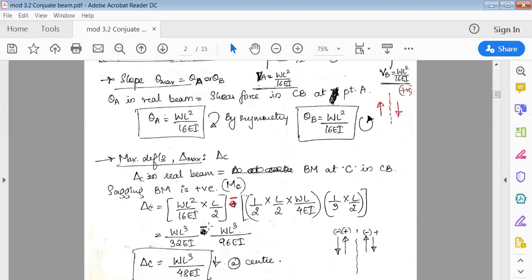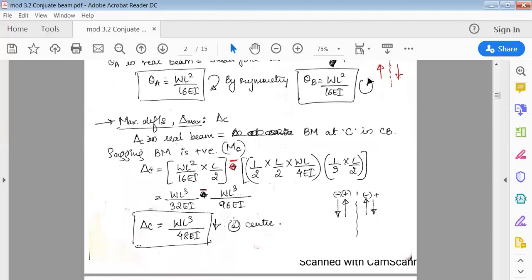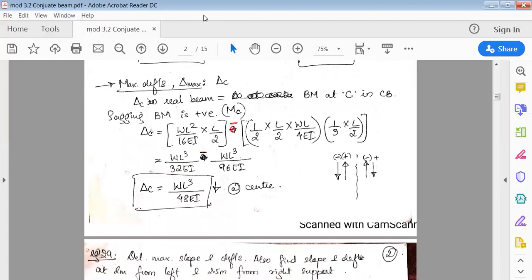Now again, the approach of the conjugate beam is different, but if you solve either by the moment area method or the conjugate beam method, in both cases you'll get the same answer.